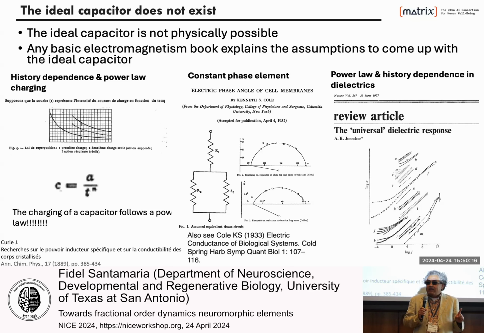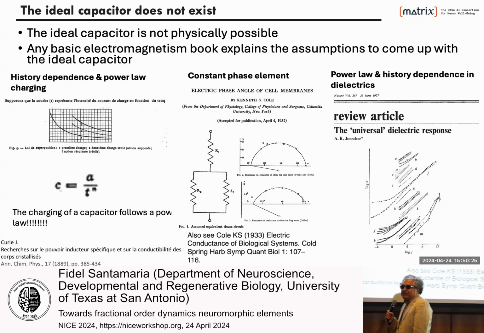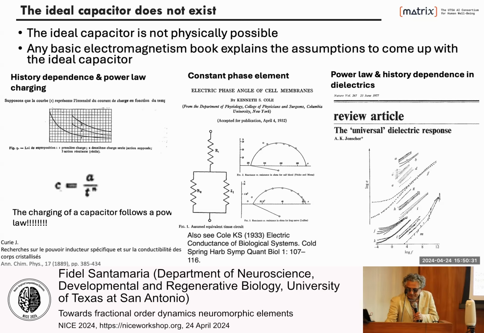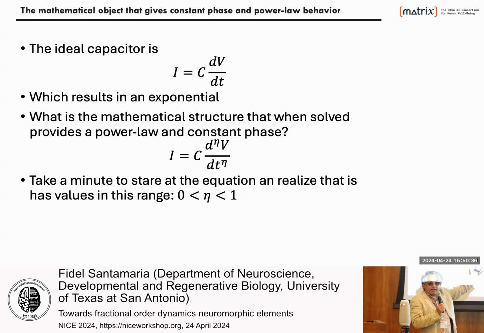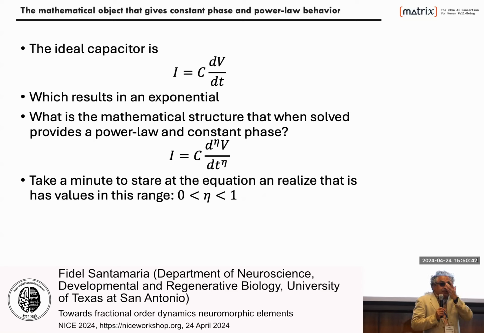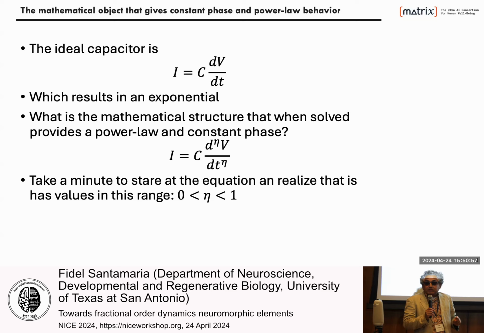I'm pretty sure you know what that is. Okay? You take it in your bioelectrical course, right? And then even later, all the dielectrics follow it. All dielectrics follow a power law. So we can just ask a mathematical question. If we have the ideal capacitor, that's the equation of the ideal capacitor. What is the mathematical object that, when we solve this equation, will give us a power law behavior and a constant phase? Okay? And if you just ask that, the answer is a fractional order derivative in the voltage.